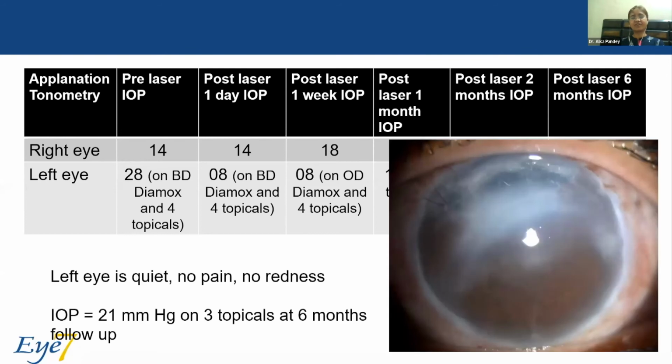And this is how her eye looked. It had become quieter. The bullae had disappeared. The pressure was 21, and she was on 3 medications. So that is the success story. She was a very happy patient today.